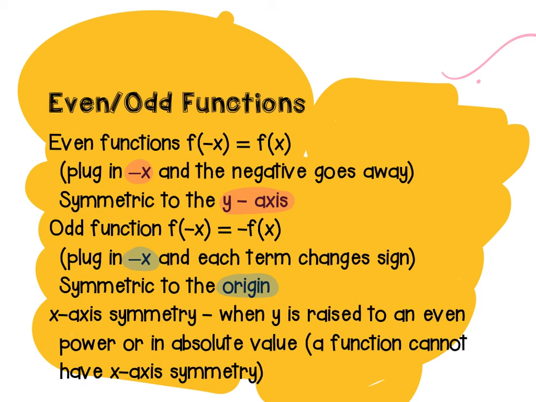The last one is x-axis symmetry. And it's when y is raised to an even power or an absolute value. And this means you fold it top to bottom and it overlaps. By definition, a function cannot have x-axis symmetry because a function with a y raised to an even power, or a y in absolute value, would fail my vertical line test. So the questions are going to say, is the function even, odd, or neither? Or test for symmetry, which is x-axis, y-axis, and origin.